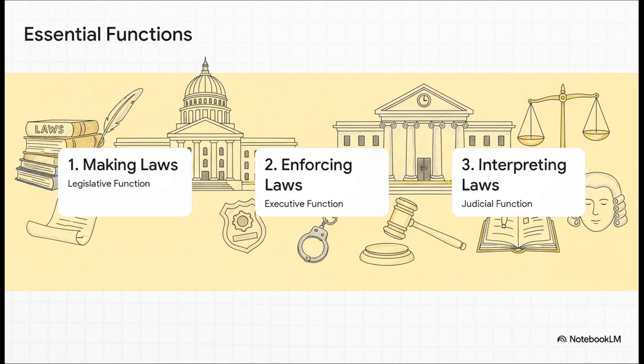First, a government has to make the rules. That's the legislative part. Second, it has to put those rules into action and make sure they're followed. That's the executive part. And third, it has to interpret the rules and settle any arguments. The judicial part. Make, enforce, interpret. Every single government does these three things.